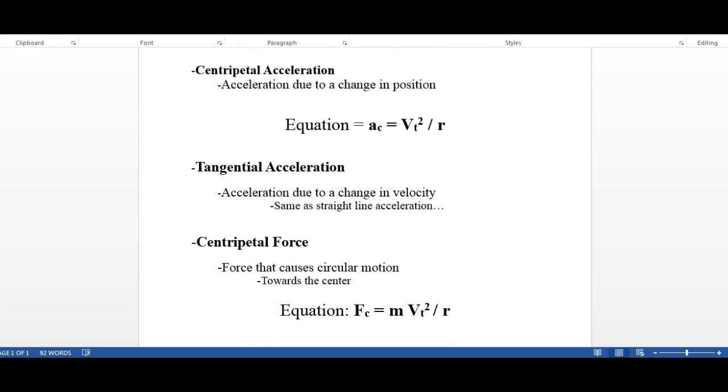we can also say another thing called centripetal acceleration. And centripetal acceleration is acceleration due to a change in position. I had talked about that before when I was talking about circular motion.